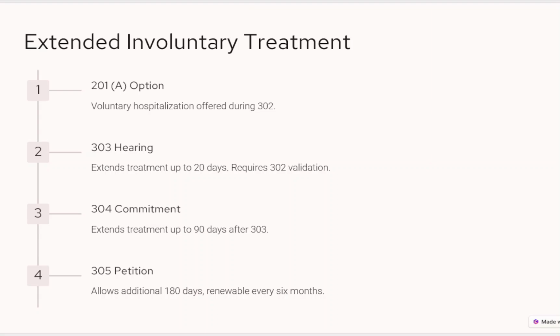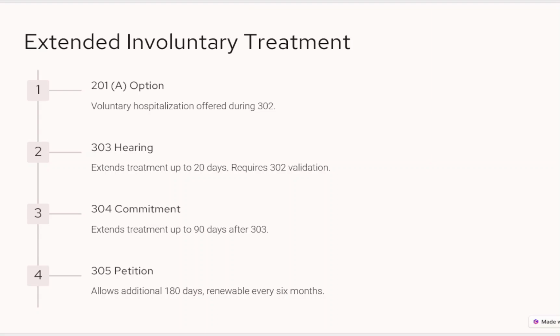Once a 302 has been granted and the individual is hospitalized, the psychiatrist may offer the individual the option to voluntarily sign into a 201 to remain hospitalized voluntarily. Throughout this process, there may be several shifts requiring professionals to adapt based on the individual's needs and the evolving circumstances. If the individual refuses to sign a 201 and continued inpatient treatment is necessary, a 303 hearing will be scheduled.